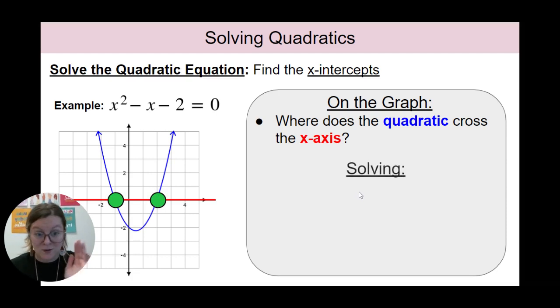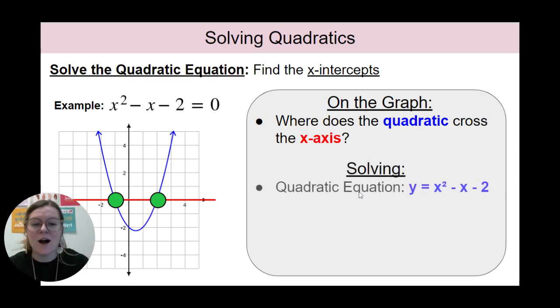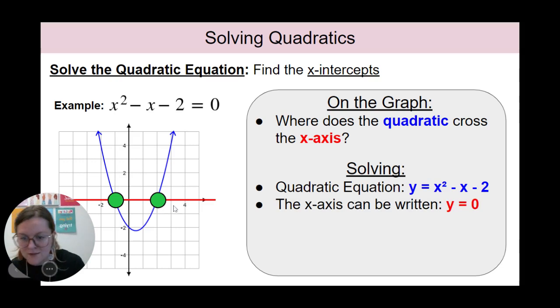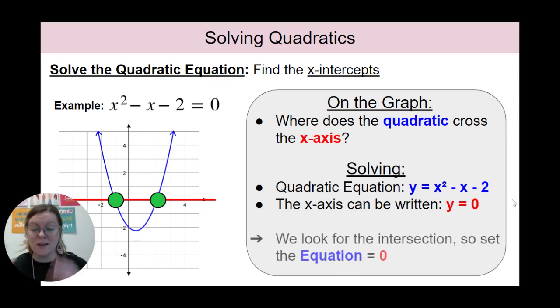Well, algebraically, what's happening, and guys, this is really cool, the quadratic equation can be written as y is equal to x squared minus x minus 2. So here's that part here. And we can rewrite the x-axis as y is equal to 0. The height is equal to 0 of that line. So algebraically, we are really looking for, hey, where do those two things cross?